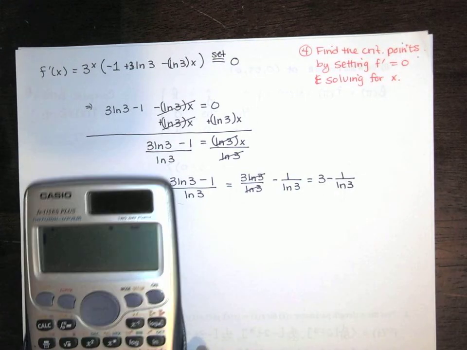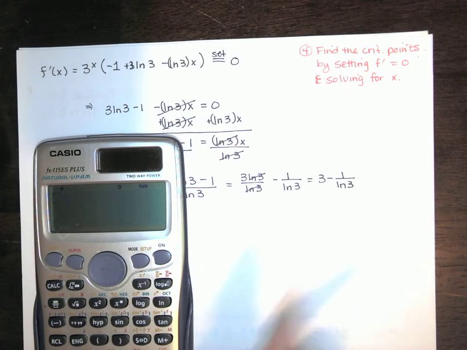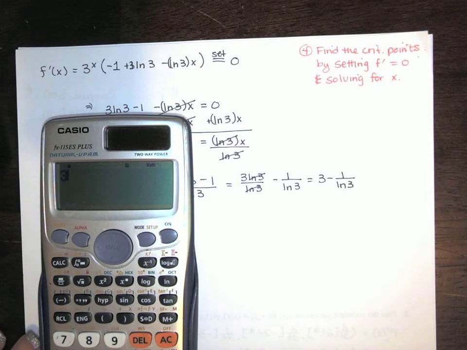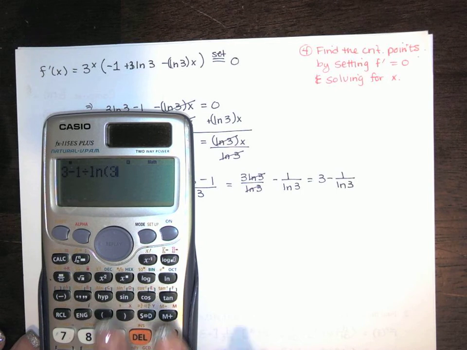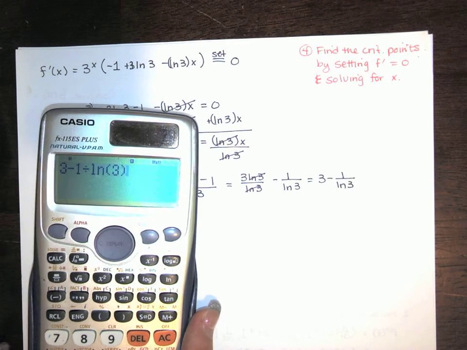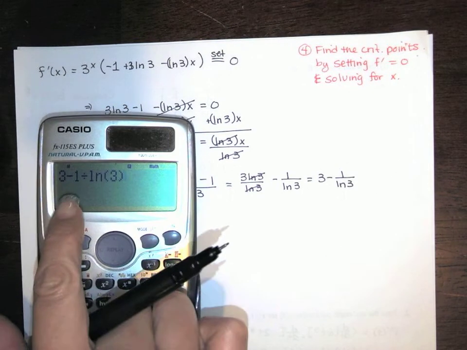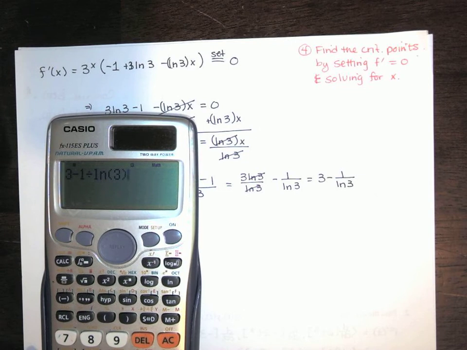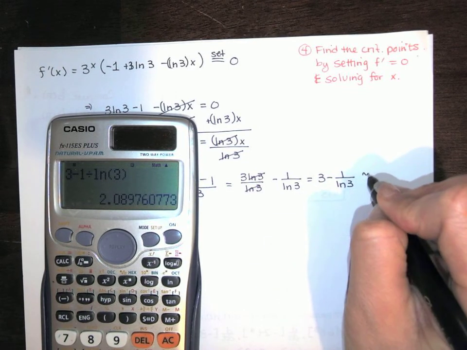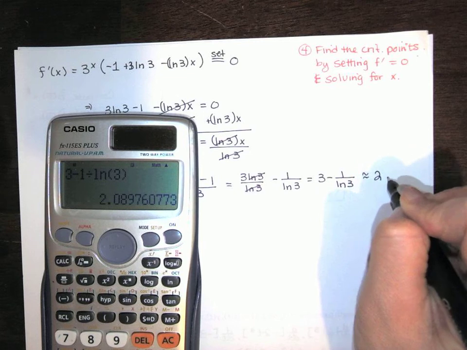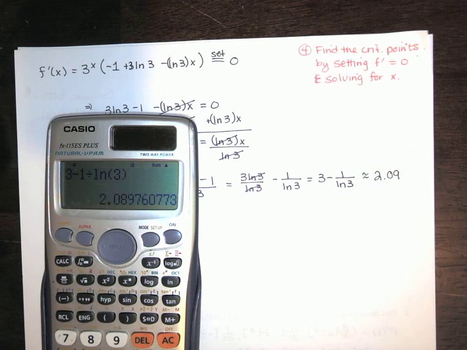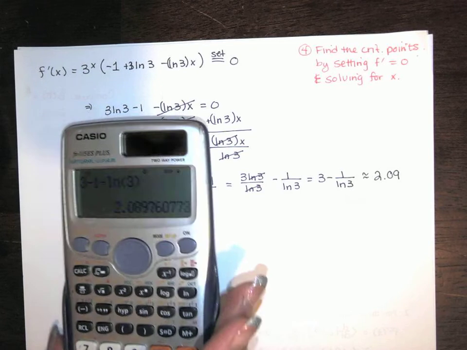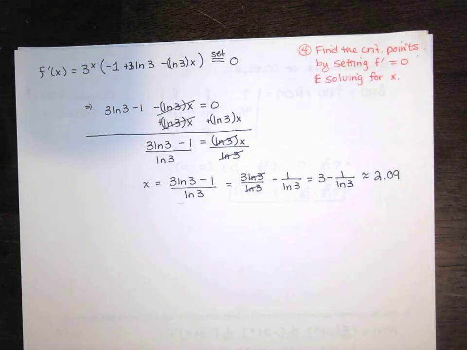Now to create my sign chart and think of test values, it's helpful to get a numerical approximation of this. So I'll just do that one, 3 minus 1 over natural log of 3. My calculator knows order of operations with addition, subtraction, and division, so I'm good there. I don't need any parentheses. Often we do. When in doubt, just use extra parentheses. So we've got about 2.09 as our critical value.